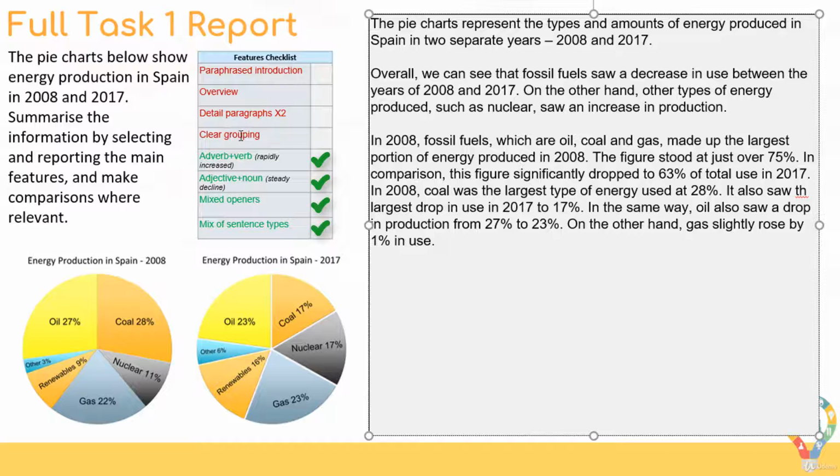Clear grouping. Yeah, I did that because I went in my plan with fossil fuels and other types of energy, so it's clear to see. And for the other points, let's take a look. Adverb and verb. Yeah, I've definitely been using adverbs and verbs. Adjective and noun. Let's take a look for that. I can see here largest portion, that covers that one. So I've ticked all these boxes.